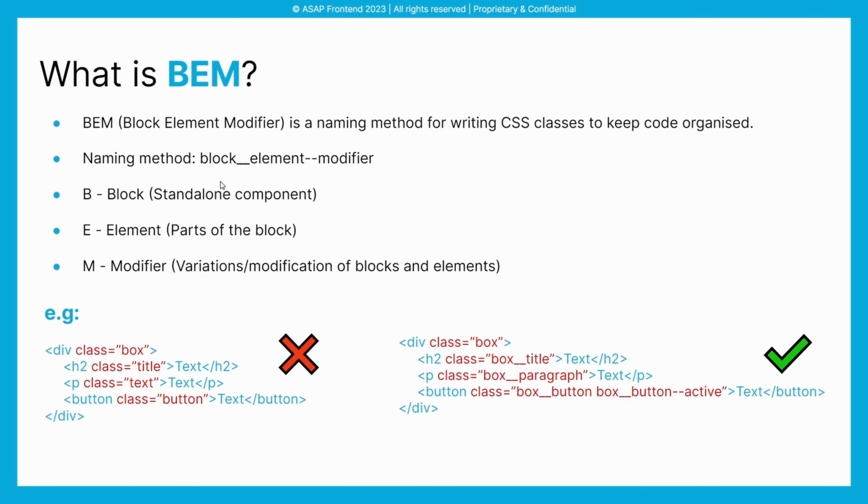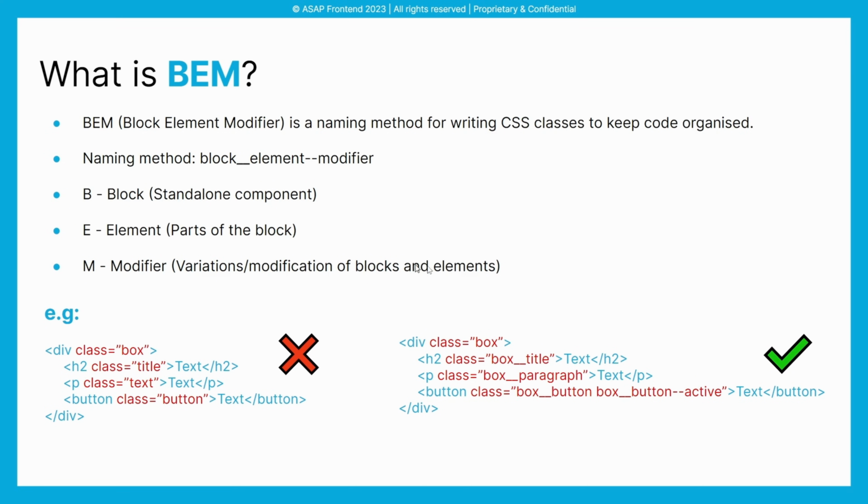Now I know that seems insanely confusing, but don't worry, we're going to walk through what each of these mean together. So the first letter in BEM stands for block, and what it refers to is a standalone component. What a standalone component means is basically just an element that doesn't rely on any other element on the page. It's its own component. So in the example on the bottom right, we have a box. And we give it a class of box because it doesn't rely on any other element on the page. Now the E in BEM stands for element, and that refers to parts of the block.